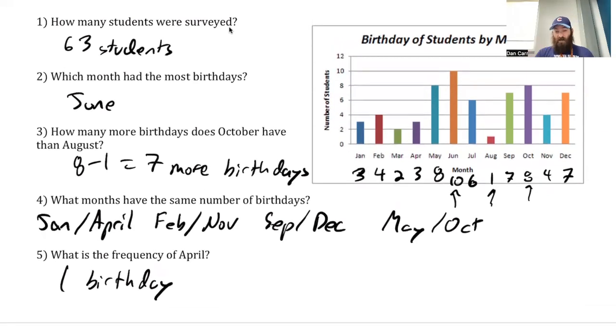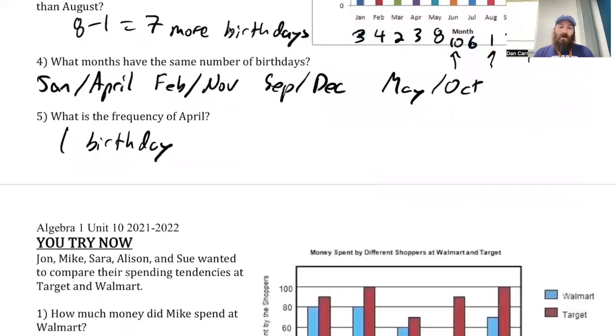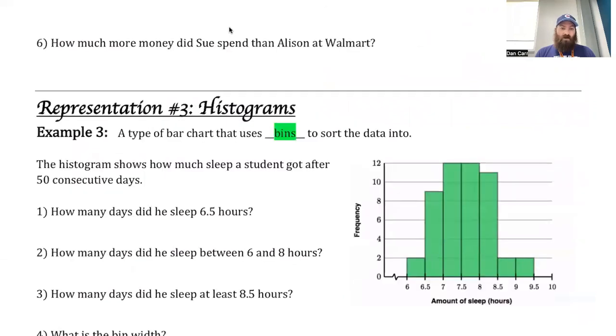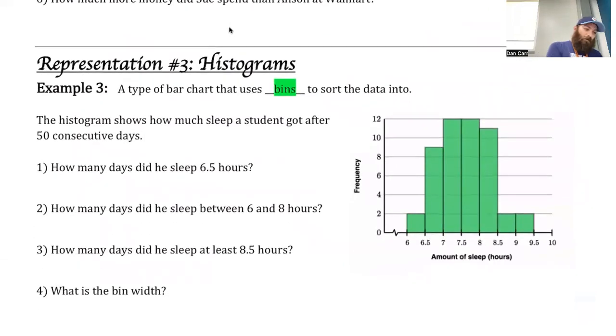Again, bar graphs and dot plots are representing very similar things. I could have done the same exact thing here. I could have just done 3 dots, or I could have done 4 dots. Does very similar things. Histogram is going to be the most different. And this part's already filled out, but it's a type of bar chart that uses bins to sort the data into. Here's what we mean by this.